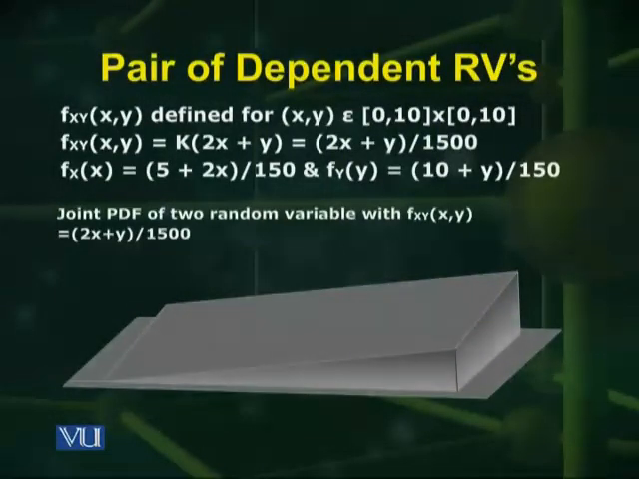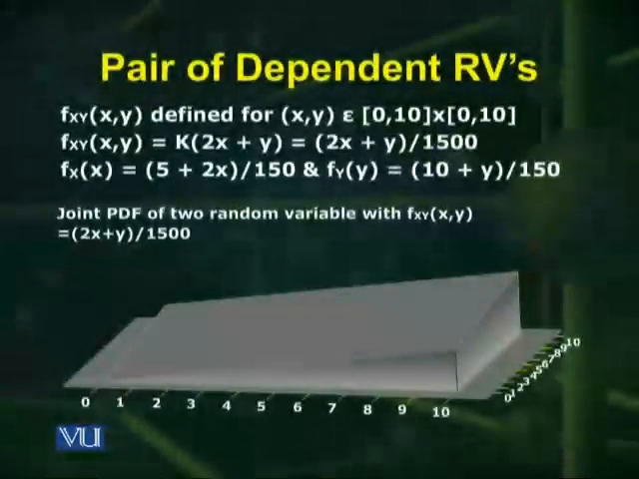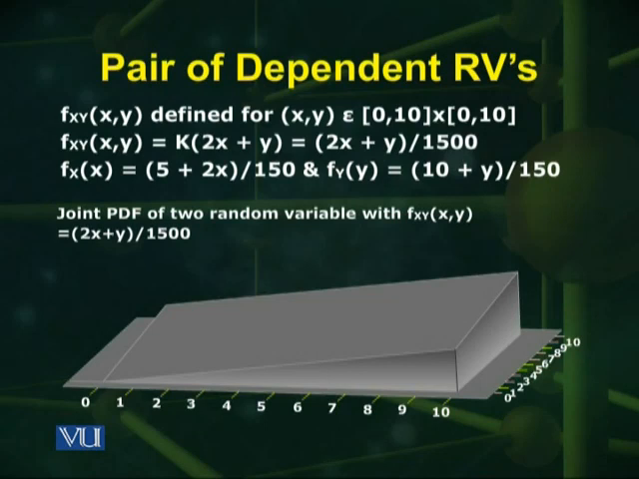We have to find k, and k should be found from the integration of this function 2x plus y over this 10 by 10 region. And when we do that, we find this to be 1500. So k should be 1 over 1500. So if you look at your slide, you will see this sloping surface defined over the 10 by 10 region of the XY plane, which is modeling the joint PDF of these two random variables x and y, given by 2x plus y, whole divided by 1500.